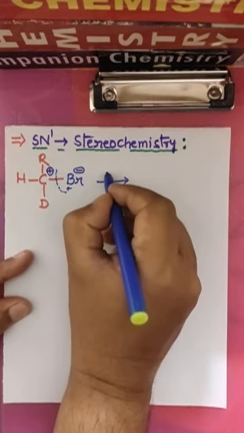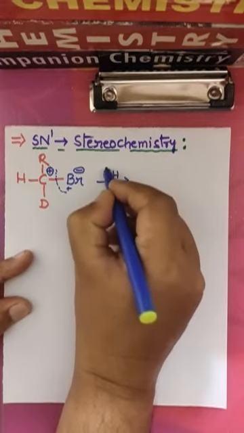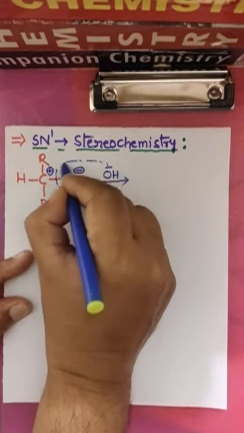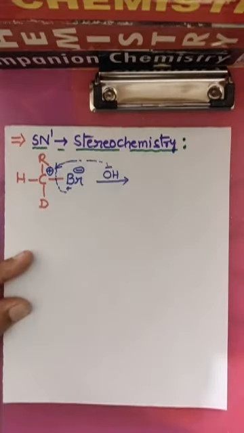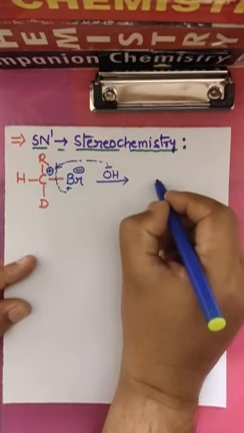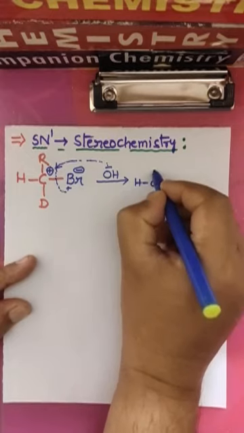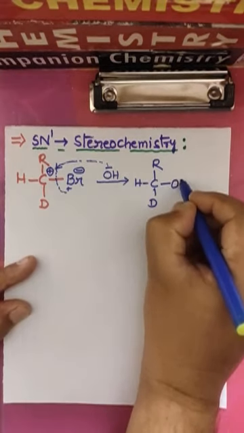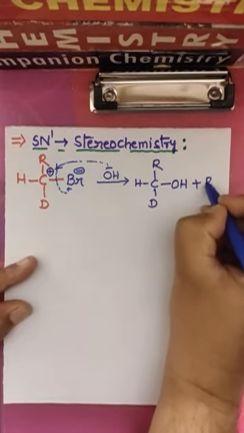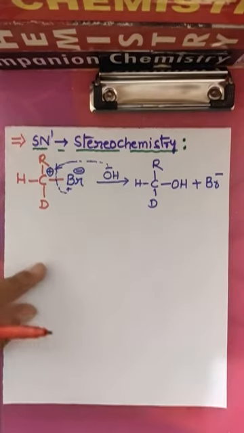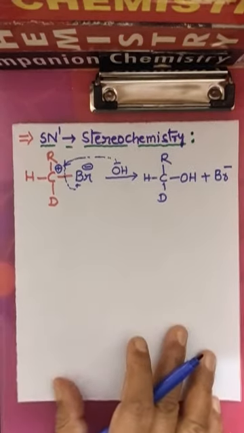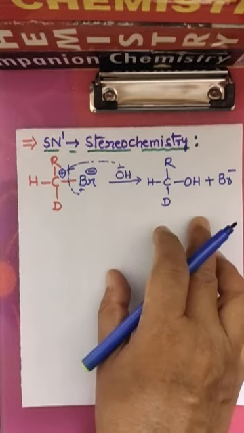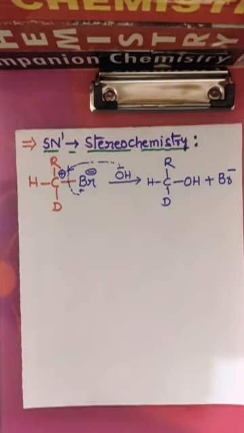Now here I am taking a nucleophile, OH minus. This OH minus will attack the carbocation. Then I am getting C H R D OH plus Br minus. So this is the reaction of SN1. This takes place in two steps, as we learned.